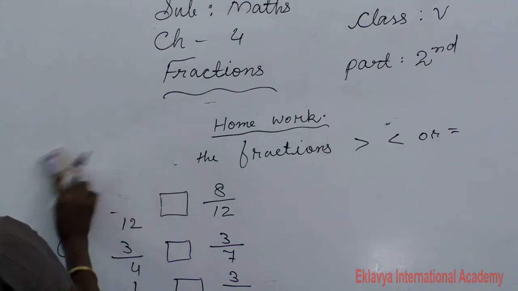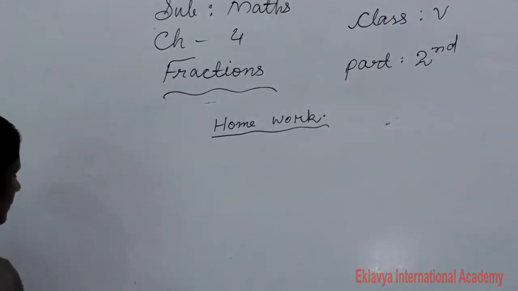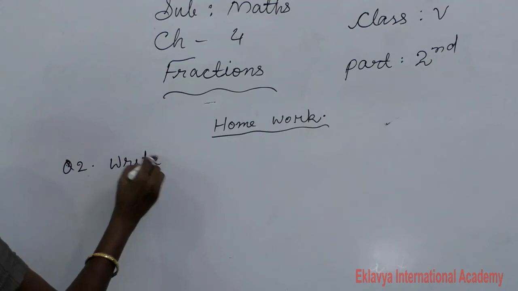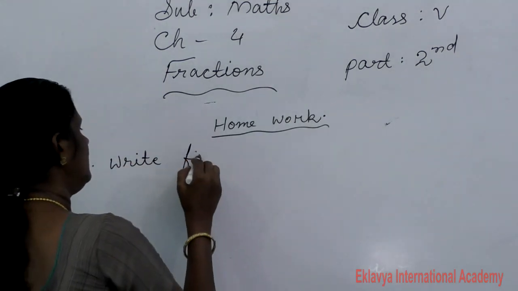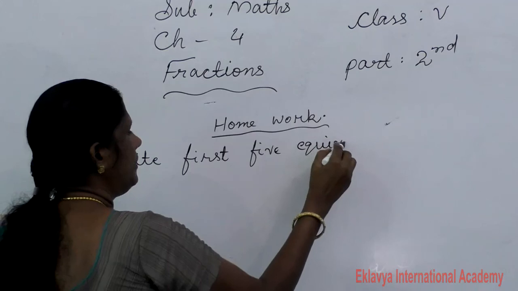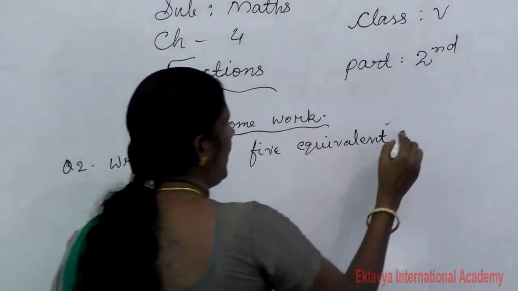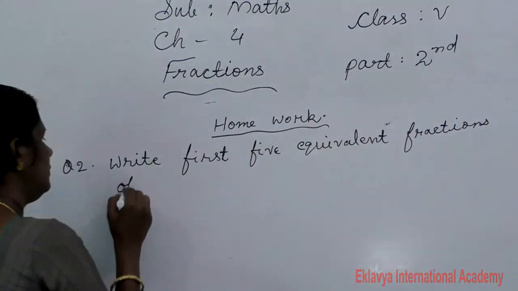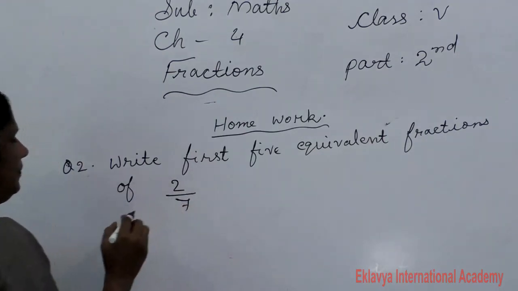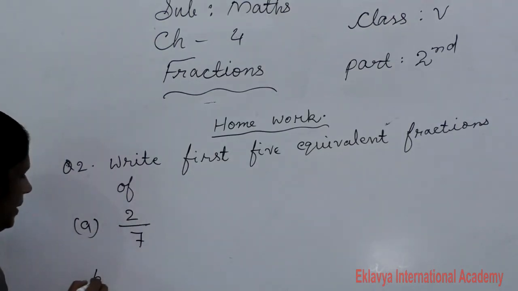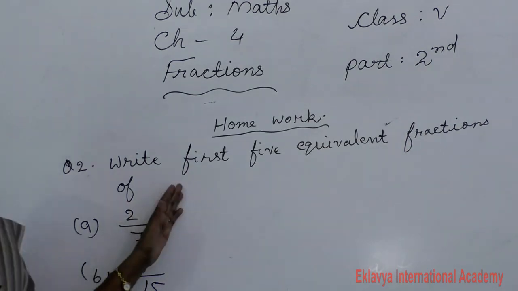Then next question. Second question: write first 5 equivalent fractions of A, 2/7, then B, 7/15. Okay, you do this work. Thank you.